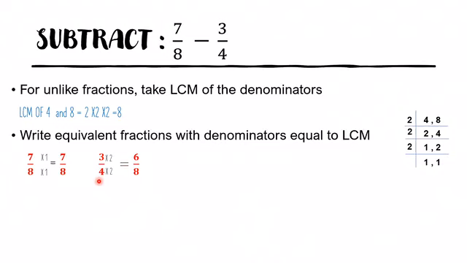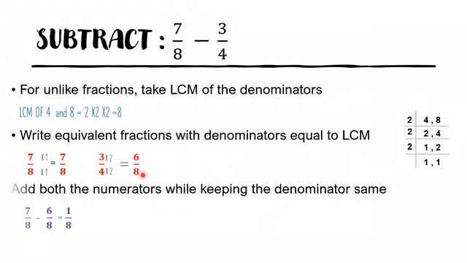So how do we do that? 4 has to be multiplied with 2 to get us 8. And the same number has to be multiplied to the numerator. So 3 2s will be 6. The equivalent fraction of 3 by 4 is 6 by 8. Now we can simply subtract both the numerators while keeping the denominators same, and we get the answer as 1 by 8.